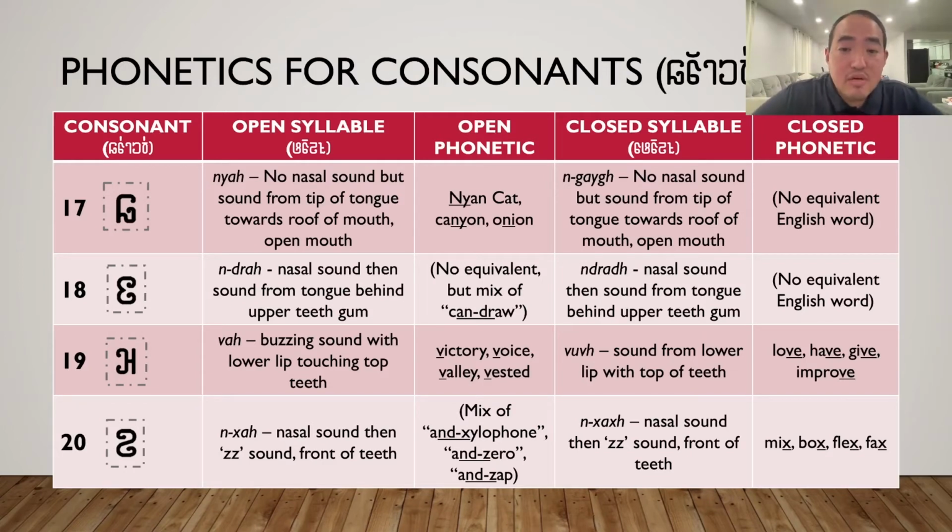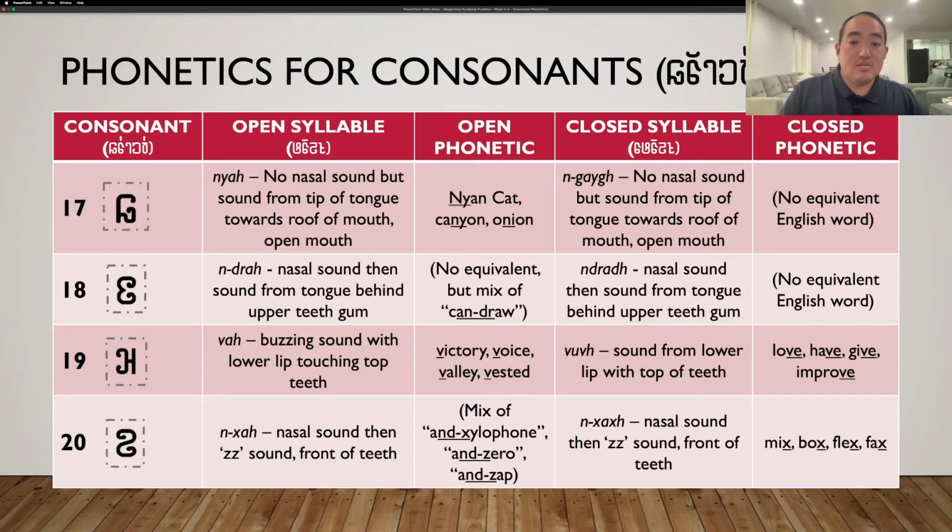Now for the closed syllable, it'll be nza, nzats, nza, nzats. The nasal sound should come before the Z sound. It should be in front of the teeth as well. You'll hear it in words like mix, box, flex, fax, but with a nasal sound before. And that's how you pronounce the closed phonetic sound for nza, nzadz. Now let's go on to the next one.